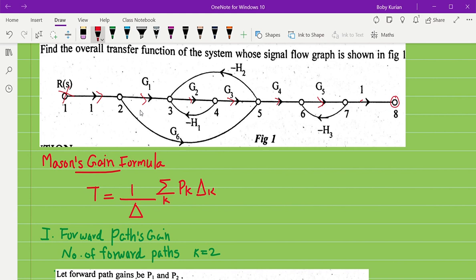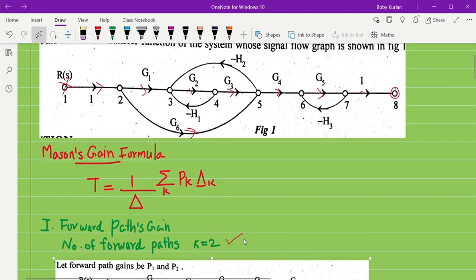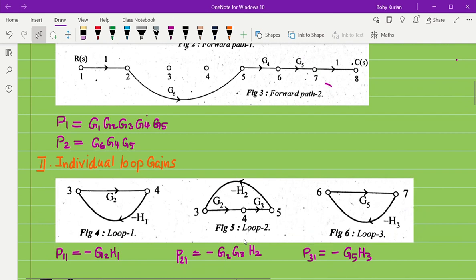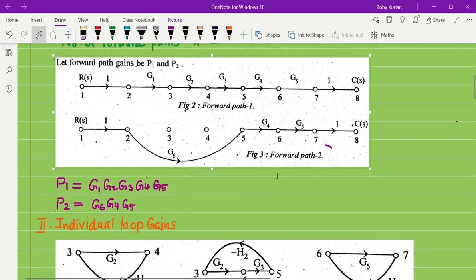Is there any other forward path? From 1 to 2, then you can see 2 to 5, then 5 to 6, then 6 to 7, 7 to 8. Is there any other path available? We can see no other paths are available here. So there are only two forward paths here. The value of k is 2, meaning the number of forward paths equals 2. You can see these are the forward paths.